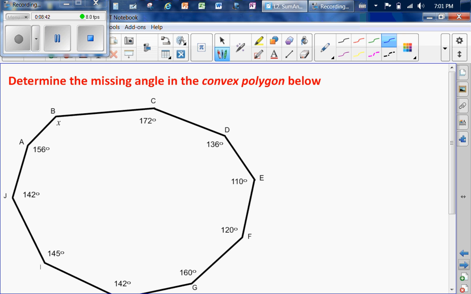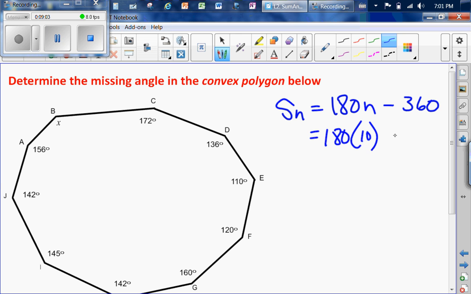So now that we have this formula that we can use, sum of the interior angles equals 180 times n minus 360. We counted them up and we said we have 10 sides. So we put in 10 for our number of sides. And when you do the calculations, it comes out to be 1,440 degrees. That's the sum of the interior angles.